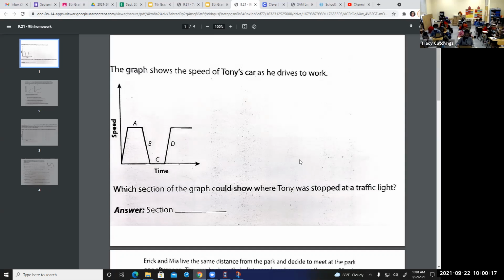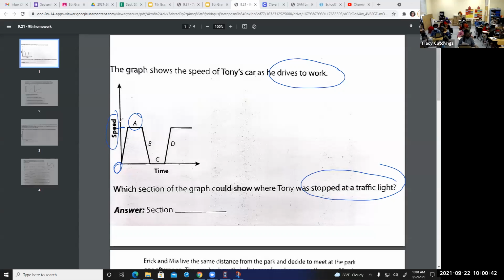So looking at this, it said the graph shows the speed of Tony Starr as he drives to work. Which section of the graph shows where he stopped at a traffic light? Why y'all say A? All right, now let me ask you this. Notice Y represents the speed. So 0 speed is down here, and that's speed up there. So he's gonna stop at a traffic light at A? No, C. Why C? Because he's going down at C. Yes. C is where we're at 0.